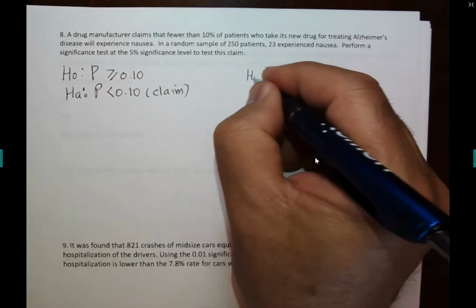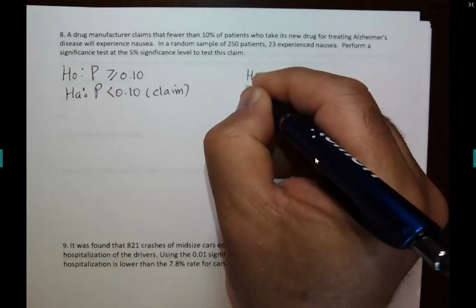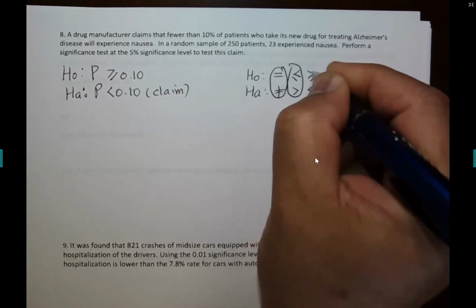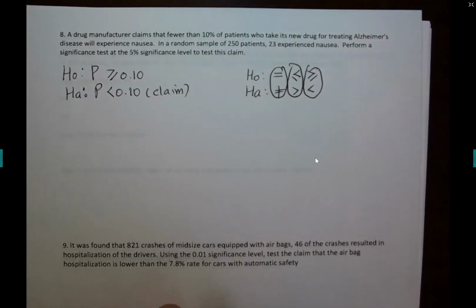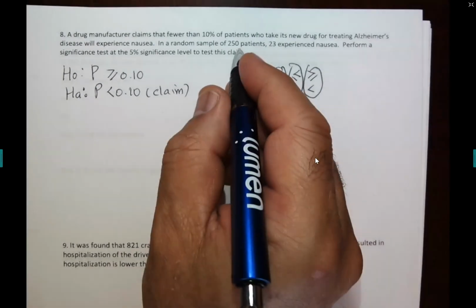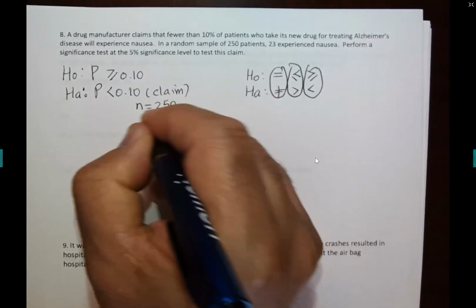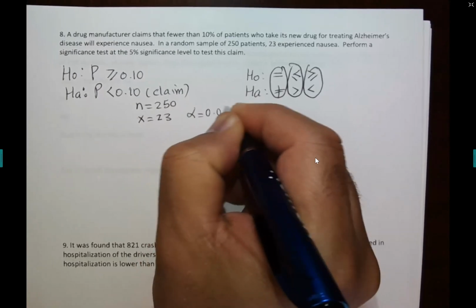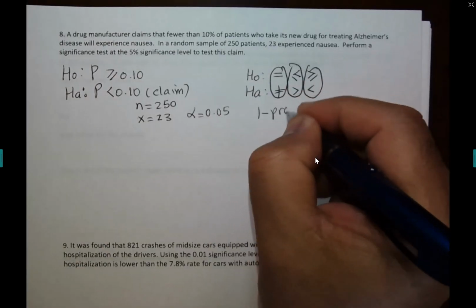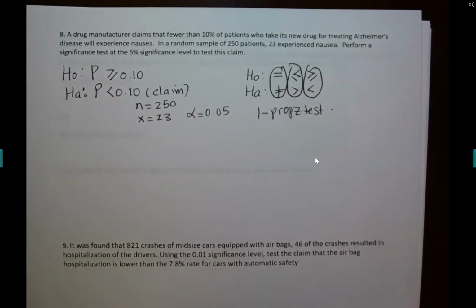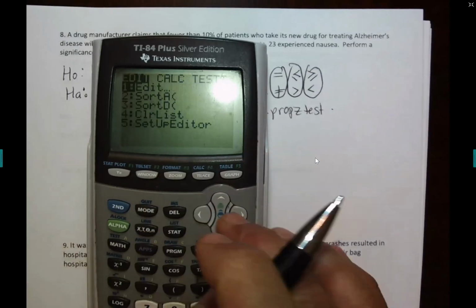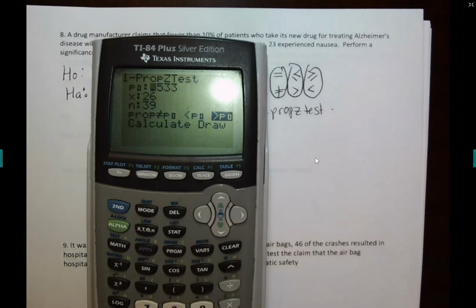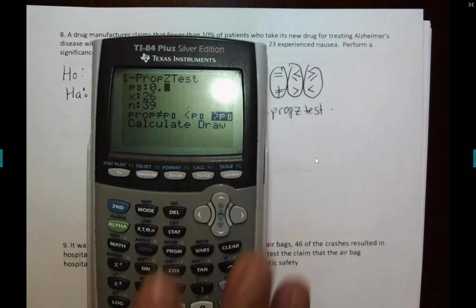Remember, guys, H0 must have one of those, and HA must have one of those. These two are always together, and these two are always together. No other choices. Okay, I got in a random sample of 250, so N is 250, 23 experienced nausea, so X is 23. Perform test at alpha equal 5%. One proportion Z test, guys, as simple as that. There you go. Stat. One proportion Z test. Okay, we need to test against, what is it? 10%? 10%.